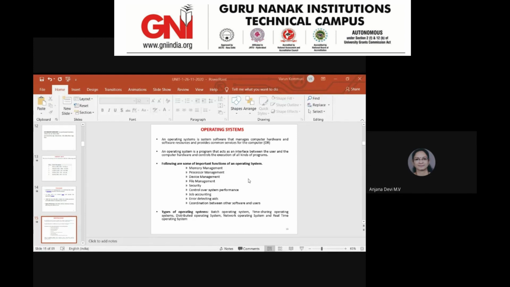Okay. Before going to discuss the next topic, compilers, let us see the types of operating systems we have. This is not in your syllabus, but try to remember. Batch operating system, time sharing operating system, distributed operating system, network operating system, and real-time operating systems are the types of operating systems.